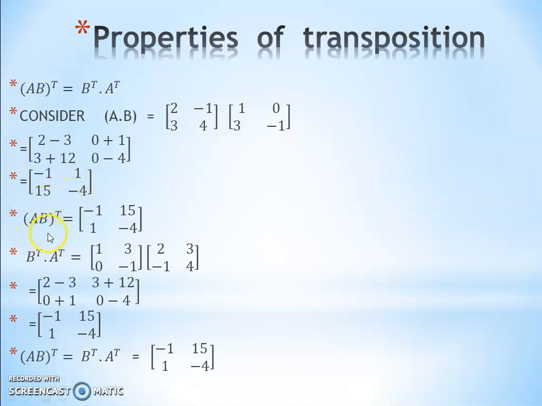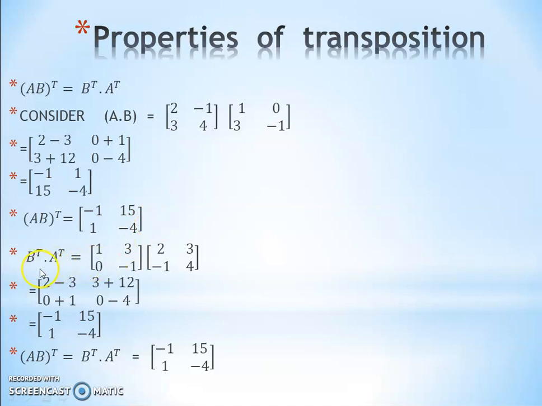Now we have to take the AB transpose. So our AB is in the form of minus 1 1, 15 minus 4. The first row, minus 1 1, is converted into column minus 1 1. Row 2, 15 minus 4, is converted into 15 minus 4 as column number 2. So it is our AB transpose.